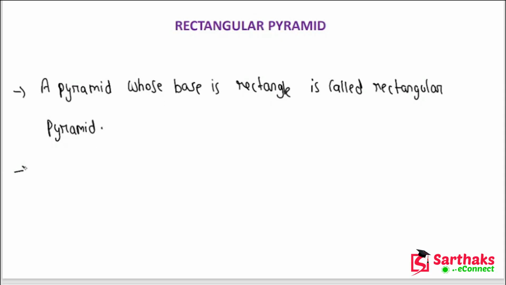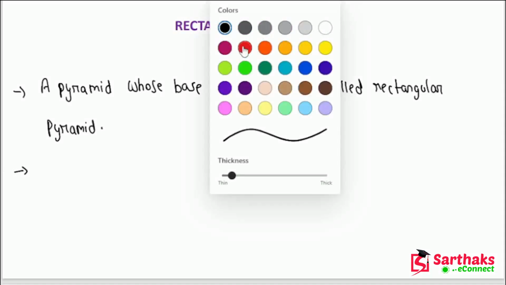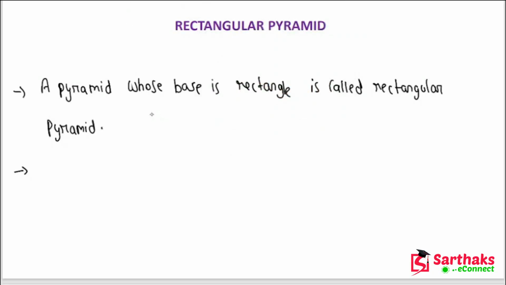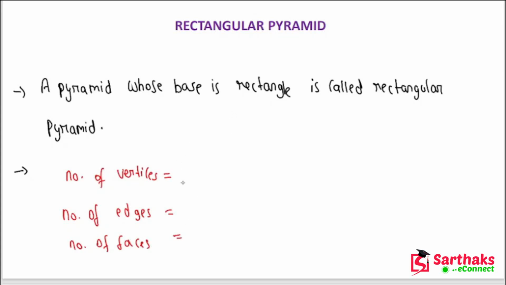Obviously, a rectangular pyramid will have a rectangular base only. Similarly, a triangular pyramid has a triangular base. Now, what is more important than this, because it is very easy, is the number of vertices, number of edges, and number of faces. Now, how many vertices would there be?